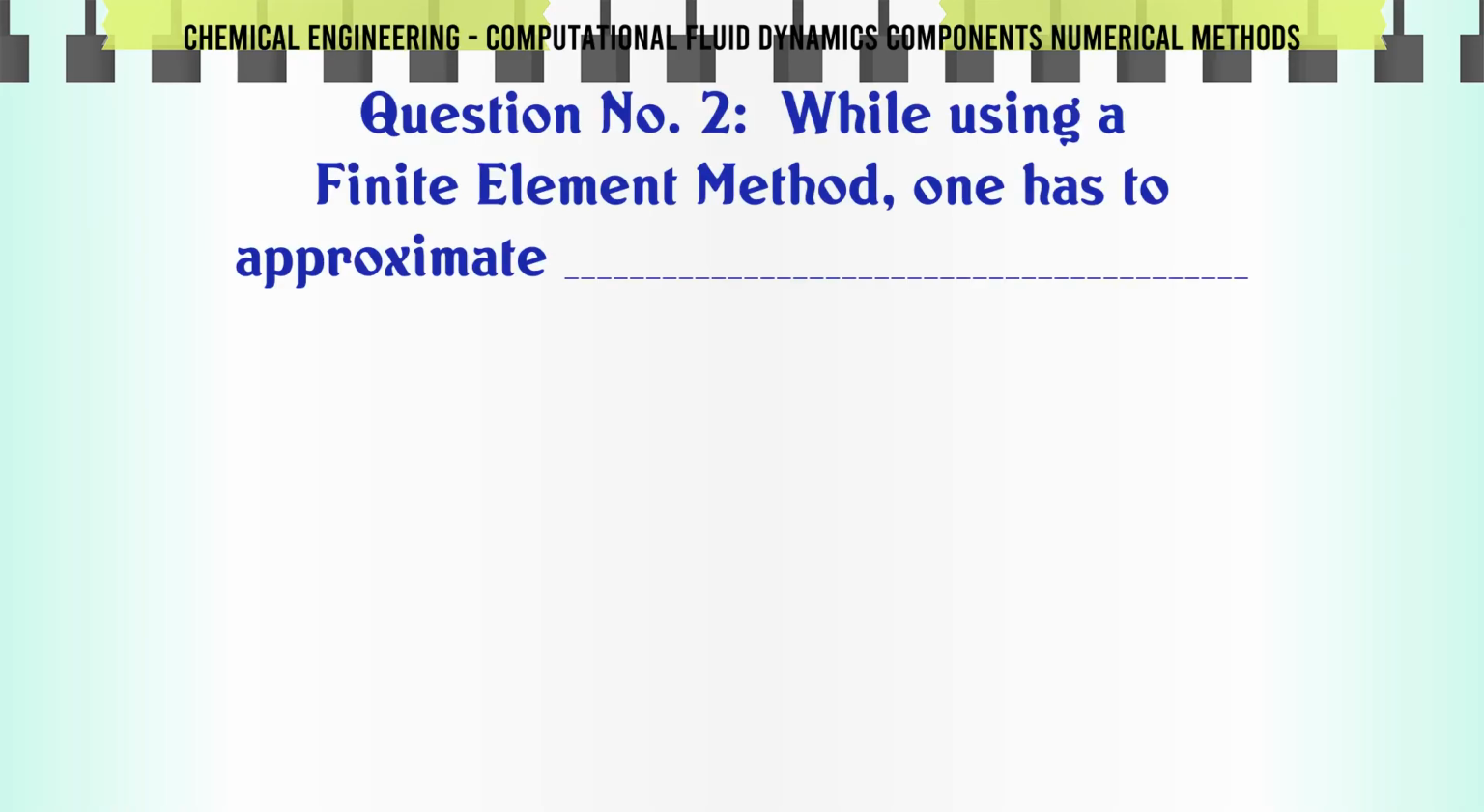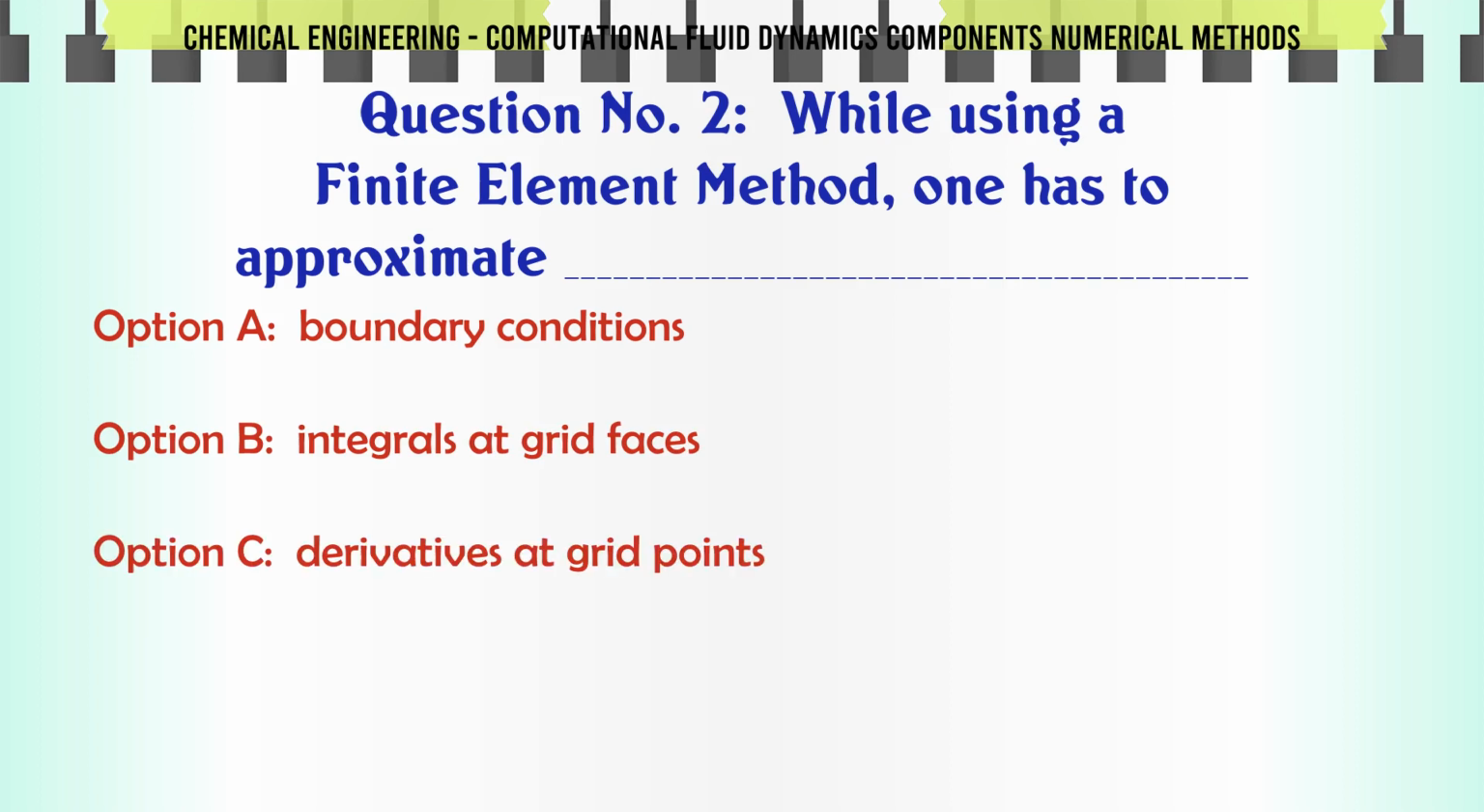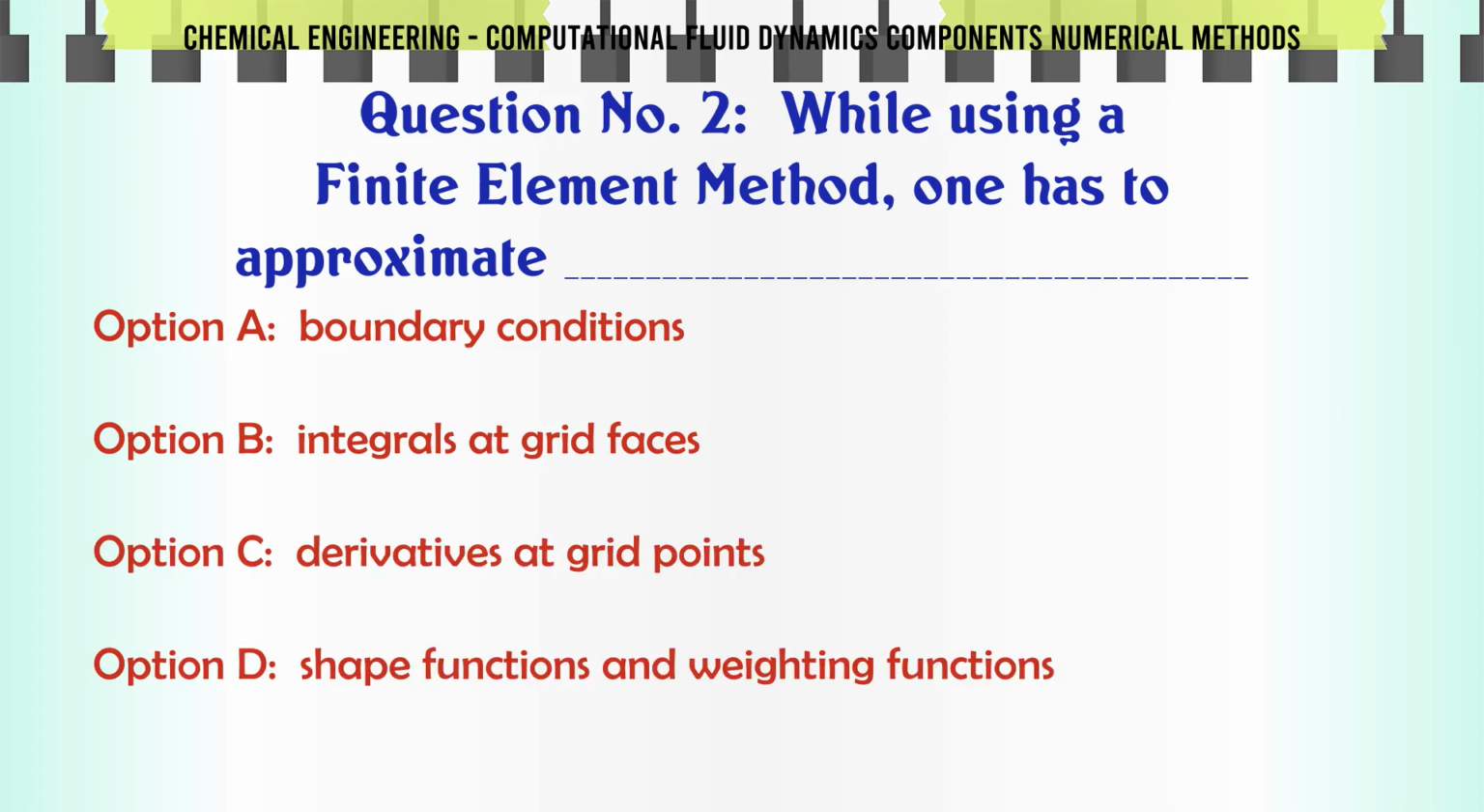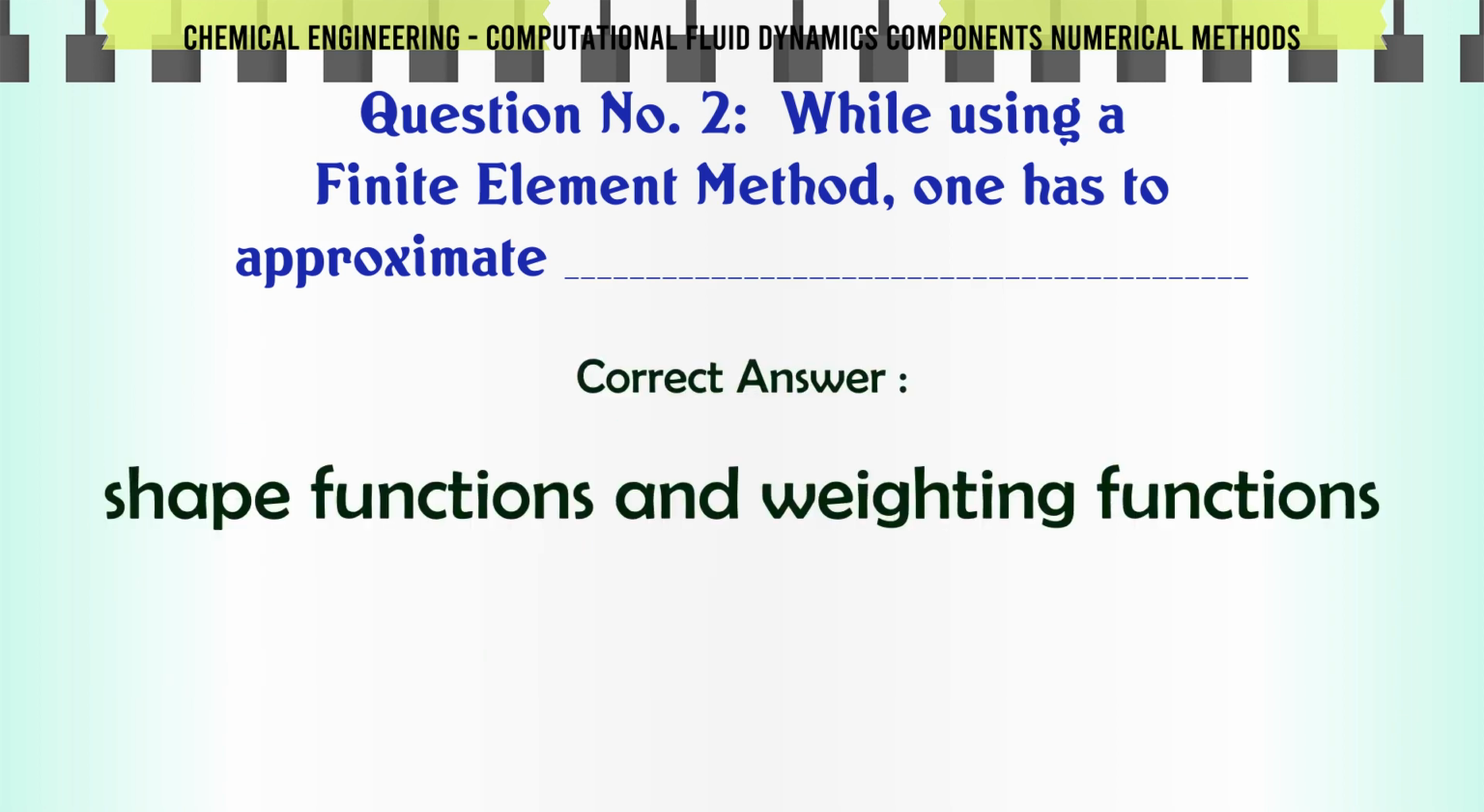While using a finite element method, one has to approximate A. Boundary conditions. B. Integrals at grid faces. C. Derivatives at grid points. D. Shape functions and weighting functions. The correct answer is shape functions and weighting functions.